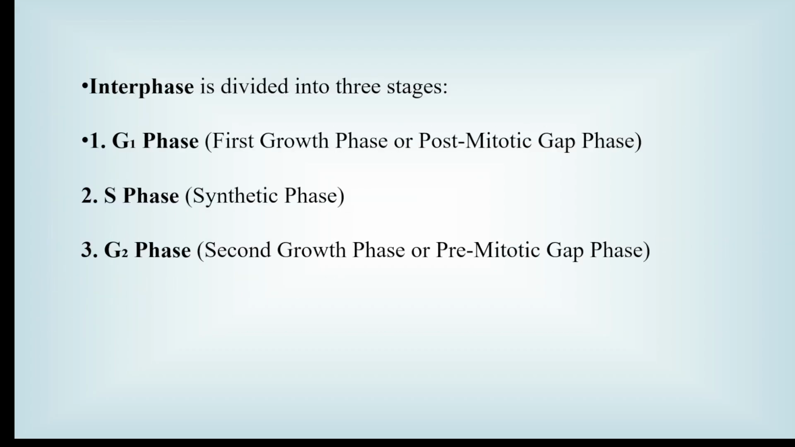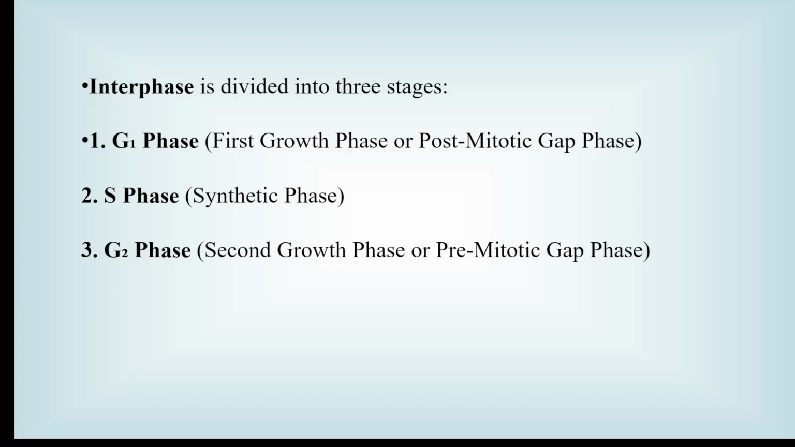Interphase is divided into three stages: first the G1 phase, second the S phase, and third the G2 phase. The G1 phase is called the first growth phase, or the post-mitotic gap phase. The S phase is the synthetic phase, where the nuclear content, RNA and DNA, get duplicated. The third, the G2 phase or gap 2 phase, is also known as the pre-mitotic gap phase, and the second growth phase.